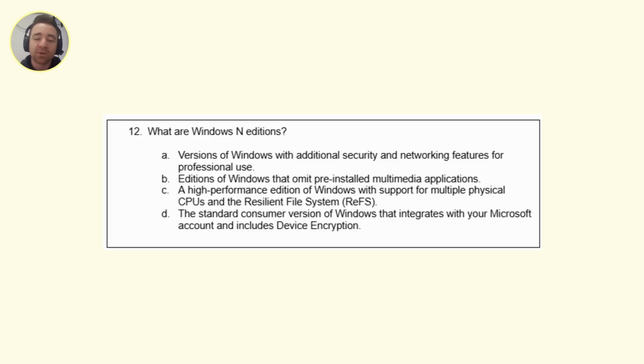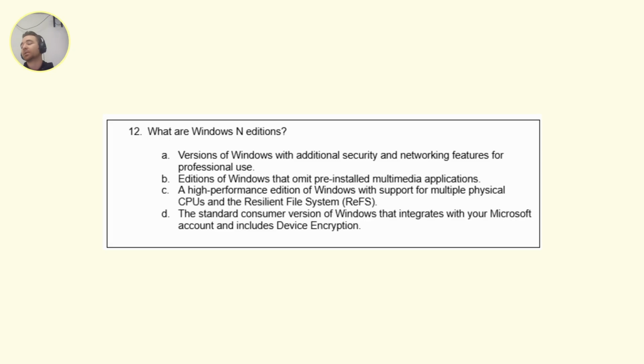Is it A, versions of Windows with additional security and networking features for professional use? B, editions of Windows that omit pre-installed multimedia applications? C, a high-performance edition of Windows with support for multiple physical CPUs and resilient file system? Or is it D, the standard consumer version of Windows that integrates with your Microsoft account and includes device encryption?